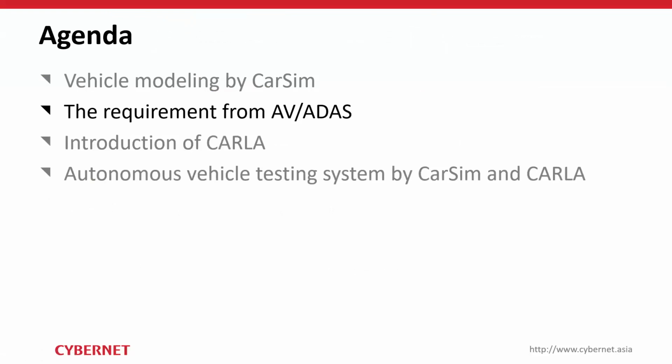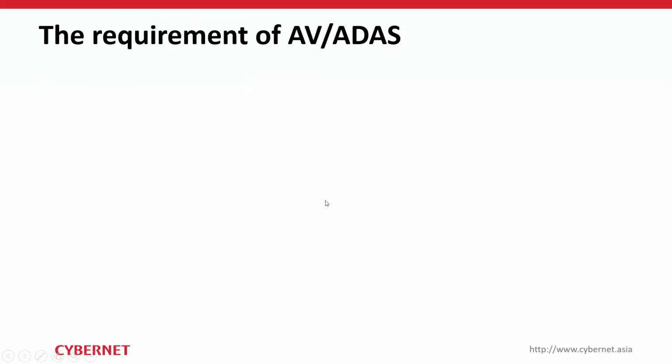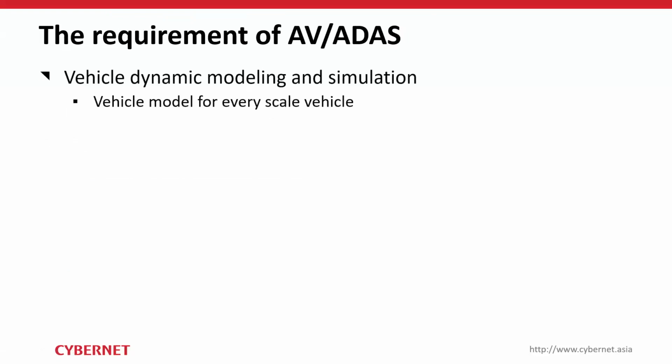And the next part of the presentation will be the requirement from autonomous vehicle and ADAS. Okay, the requirement from autonomous vehicle and the ADAS is more than vehicle dynamic model. Not only vehicle simulation, but also every scale of vehicle is asked by our customer. Since there are a lot of business models of autonomous vehicle, our customer asks from passenger car to touring bus, autonomous mobile robot to big truck with trailer. For this kind of requirement, CarSim and TruckSim are introduced to them.